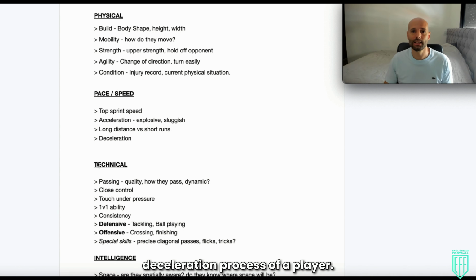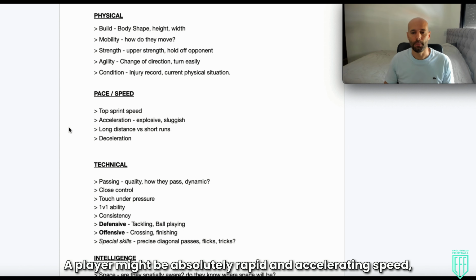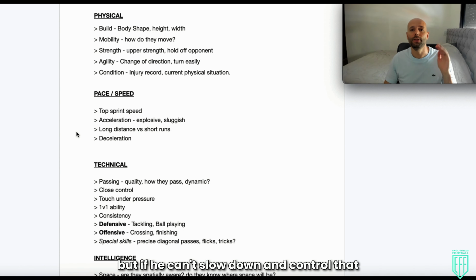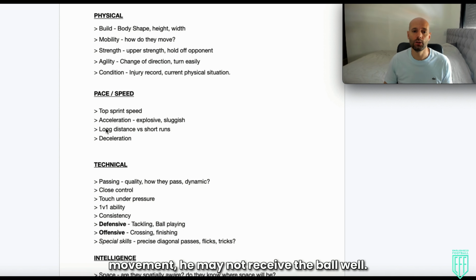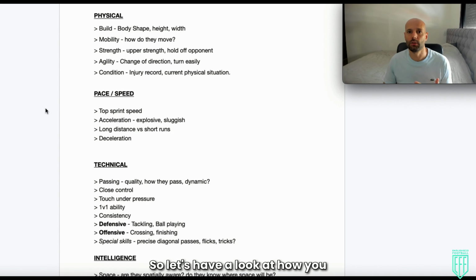And then of course the deceleration process of a player. A player might be absolutely rapid in accelerating speed, but if he can't slow down and control that movement, he may not receive the ball well. So let's have a look at how you can write those in the player report.